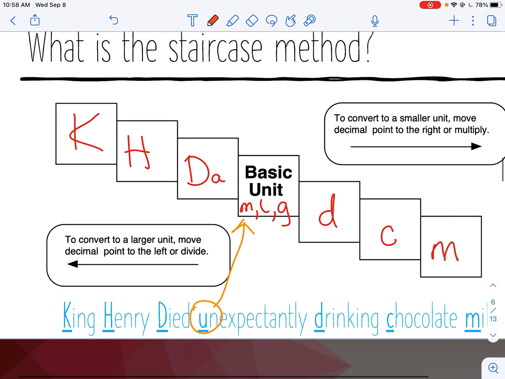So I do have a saying in order to keep track of all my prefixes, and that saying is King Henry died unexpectedly drinking chocolate milk. So kilo, hecto, deca, units for unexpectedly, meters, liters, grams, deci, centi, and milli.